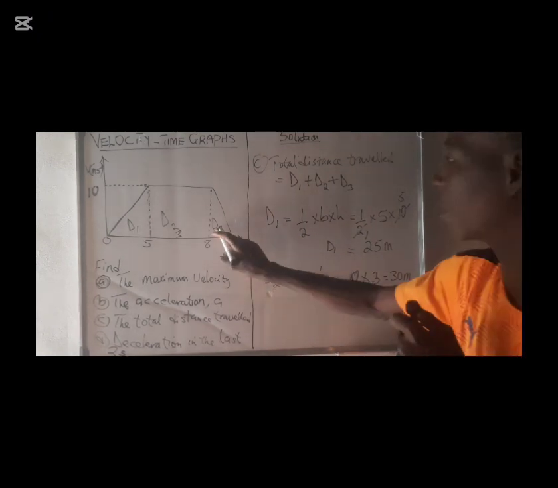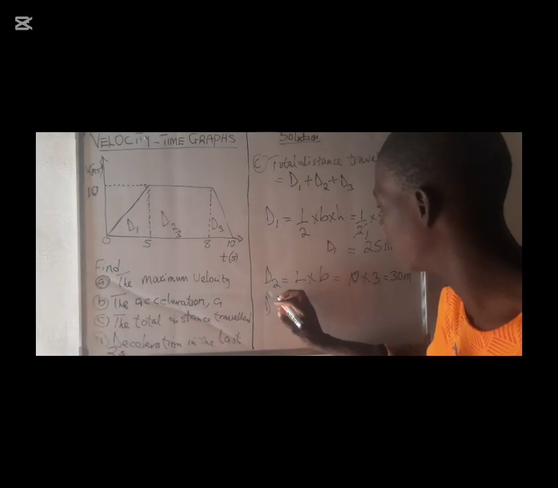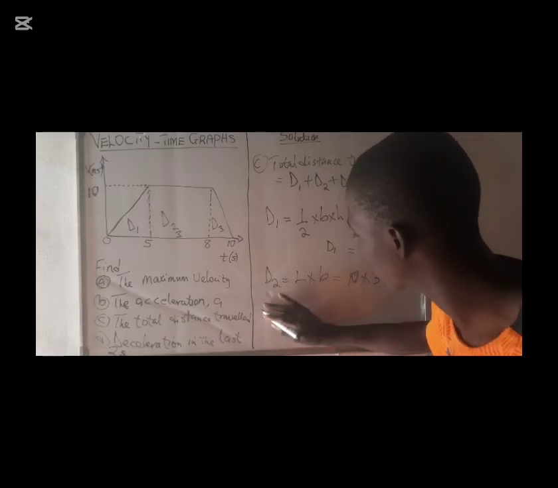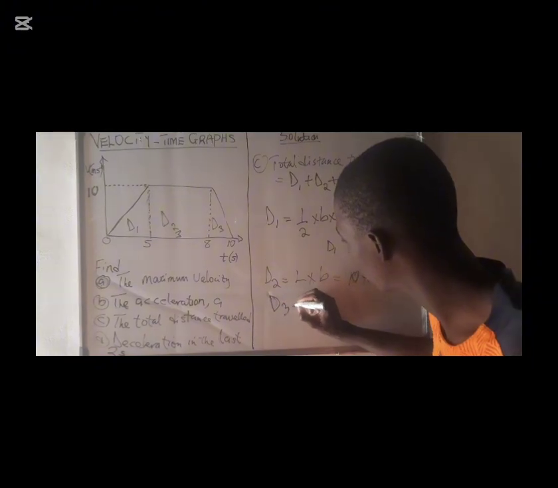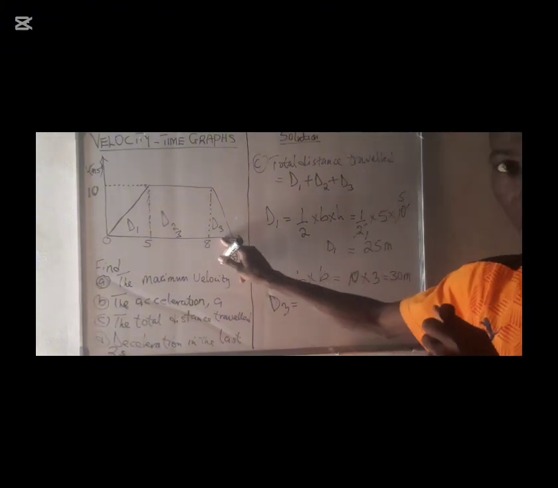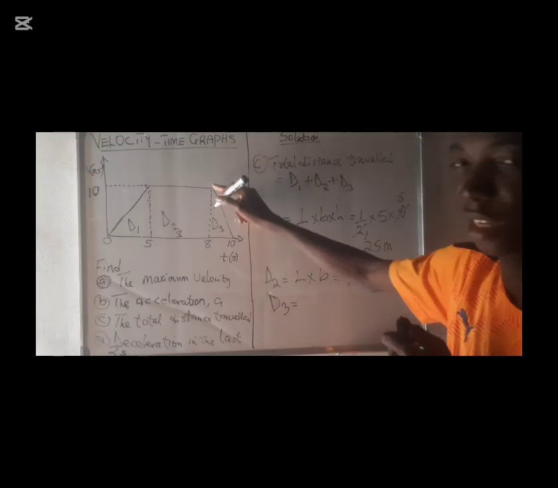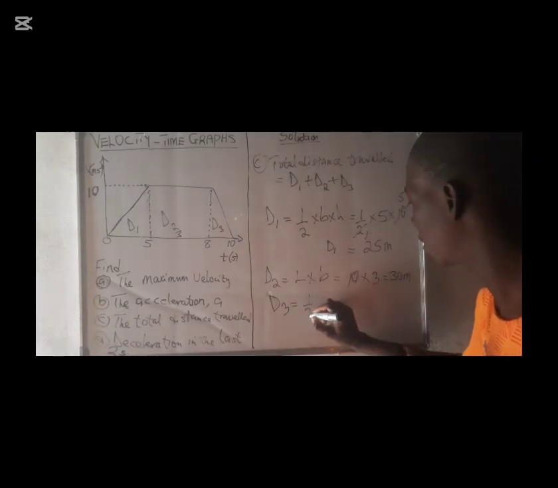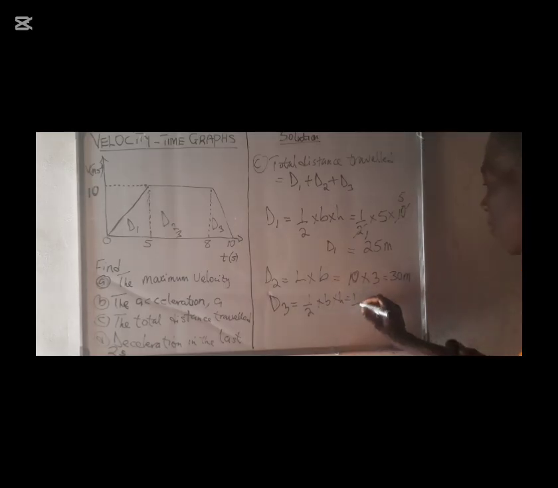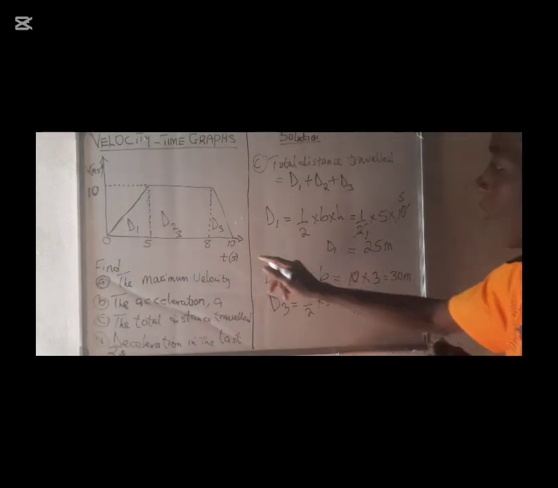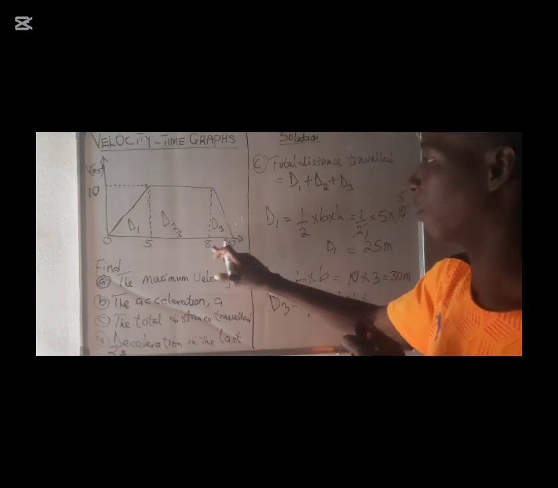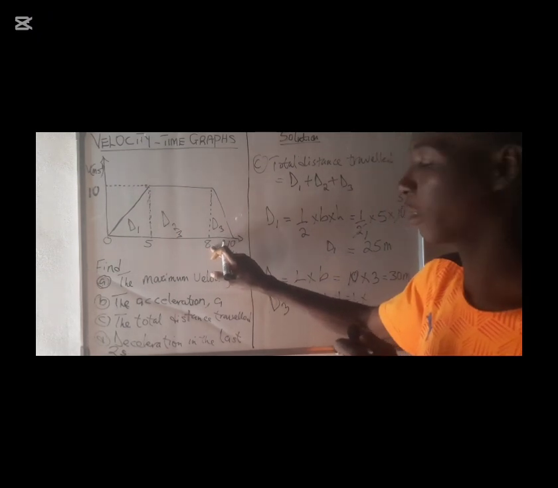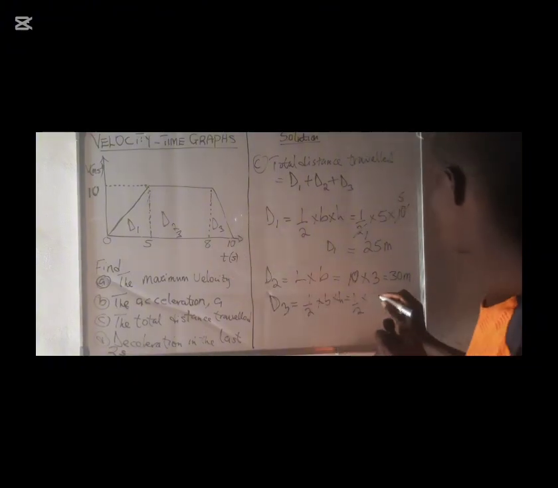Now we move to the third distance, d3. Our d3 is also a triangle. Look at this here. So it is the same thing, half times the base times the height. Half times, what is our base from the question? That is the difference of this, 10 minus 8, which gives us 2. So it's going to be 2.